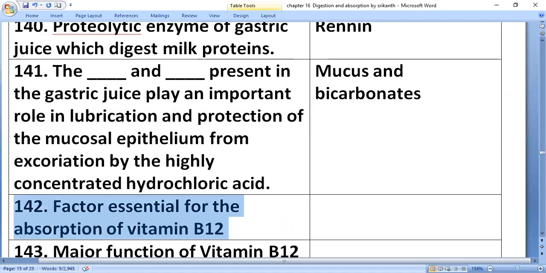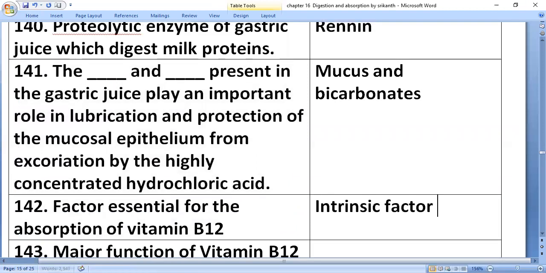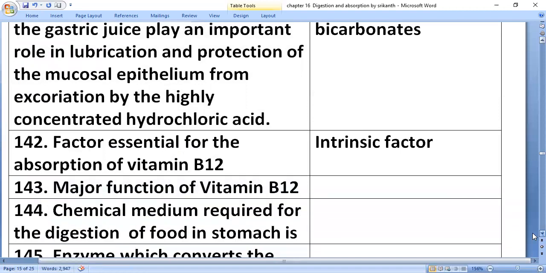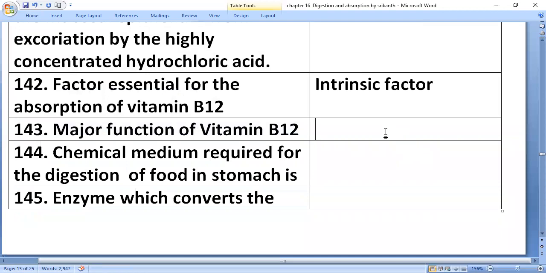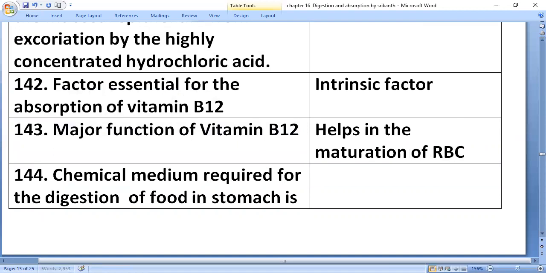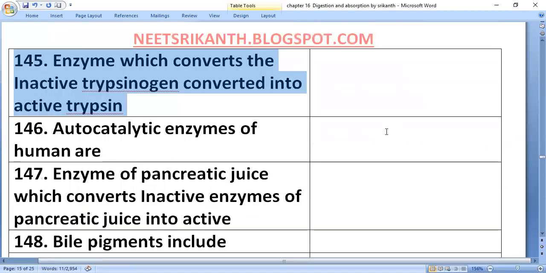Factor essential for the absorption of vitamin B12: castle's intrinsic factor, or intrinsic factor. The major function of vitamin B12 is that it helps in the maturation of RBC. The chemical medium required for the digestion of food in the stomach is an acidic medium.